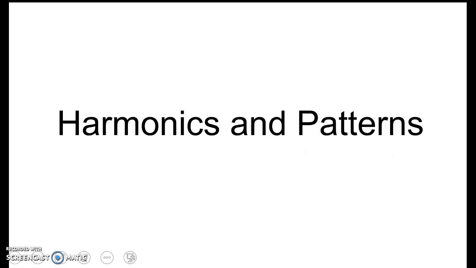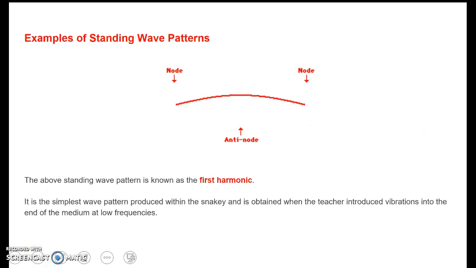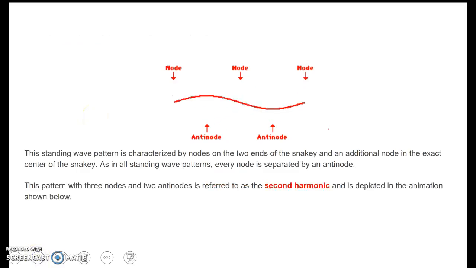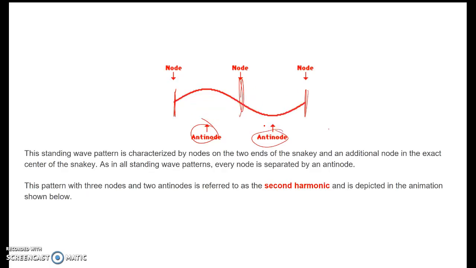Now, harmonics and patterns, and what harmonics are in the whole scheme of things. So here's a standing wave pattern, and this is just a single antinode and 2 nodes. Now, this is called the first harmonic. The first harmonic happens when we have just a single antinode and 2 nodes. Now, when we have nodes at the 2 ends and a node in the middle, that's called the second harmonic because we have 2 antinodes.